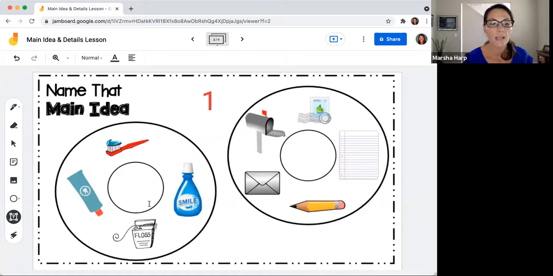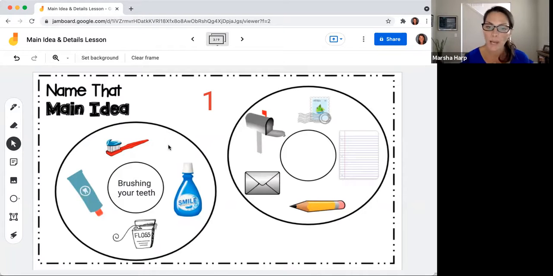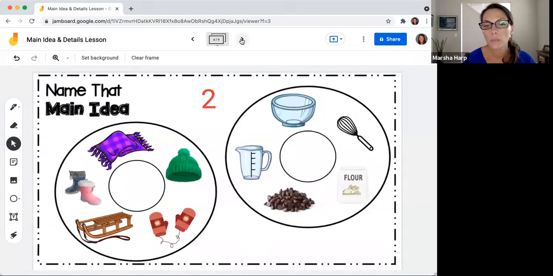All right, I see that most of you guys typed in the chat brushing your teeth, and I agree with you. Brushing your teeth is probably the main idea of what that story would be about. Okay, so I'm going to put you into your groups. Group 1, you're going to be working on these pictures, and group 2, you're going to be working on these. If you'll put both answers there. Group 1, you just have one more left.